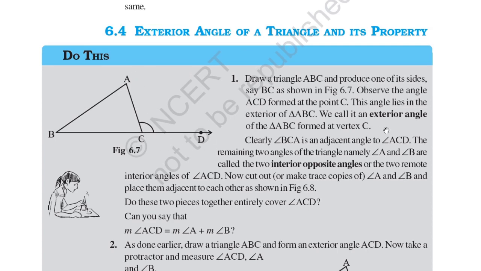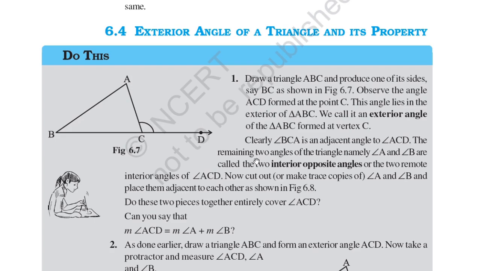The angle formed at the point C, you can see the angle ACD formed at point C. This angle lies in the exterior of triangle ABC. So this angle is outside this triangle. It is in the exterior, and it is called the exterior angle of the triangle ABC formed at vertex C.